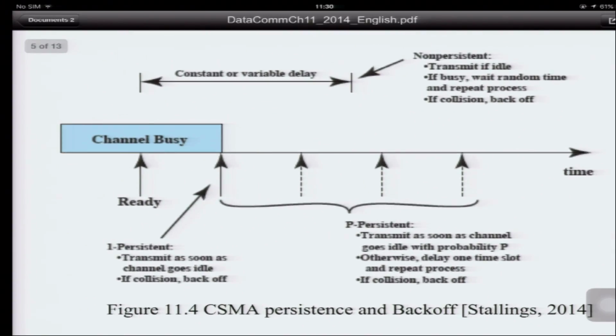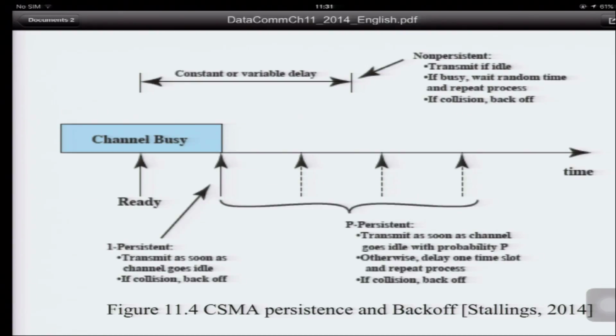P-persistent is just in between the one persistent and the non-persistent. You transmit as soon as the channel goes idle with a probability P. So it depends on what you are setting. Suppose P is 0.5, so there is a 50% chance that you transmit at the end of the frame when the channel was busy, and a 50% chance that you will not transmit.